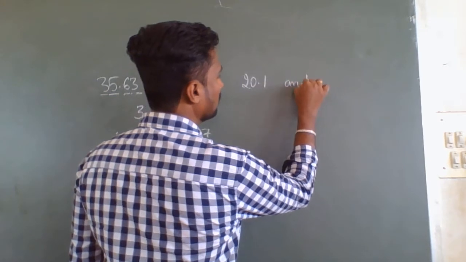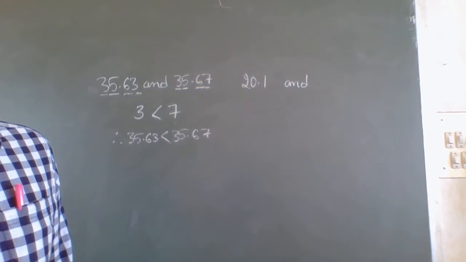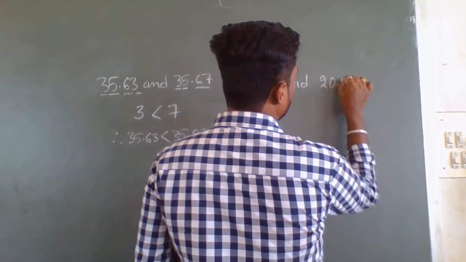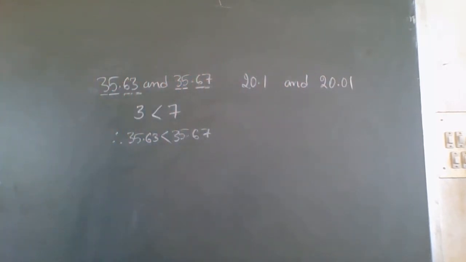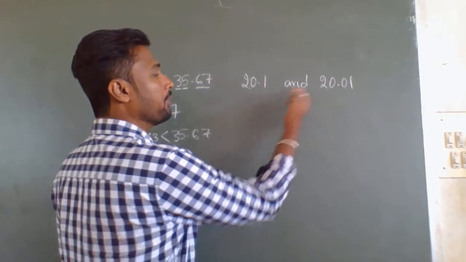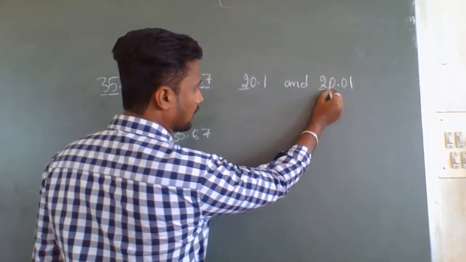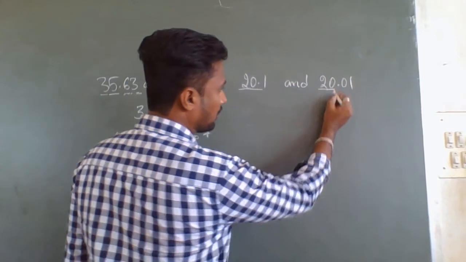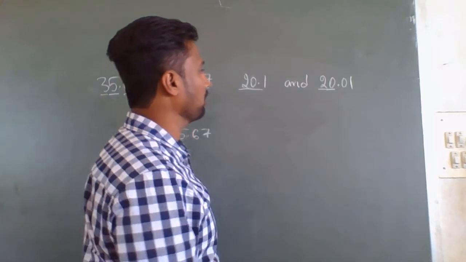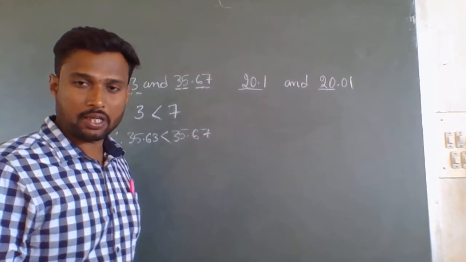Next, again, they have given another example, 20.1 and 20.01. So now we can compare again. First, what we should do? We should compare the left part of the decimal point. We will start with the leftmost number. Here also it is 2, and here also it is 2, and here it is 0, and here it is 0. So now we got to know that these two numbers are the same at the left part of the decimal point. So now we will compare the right part of the decimal point.